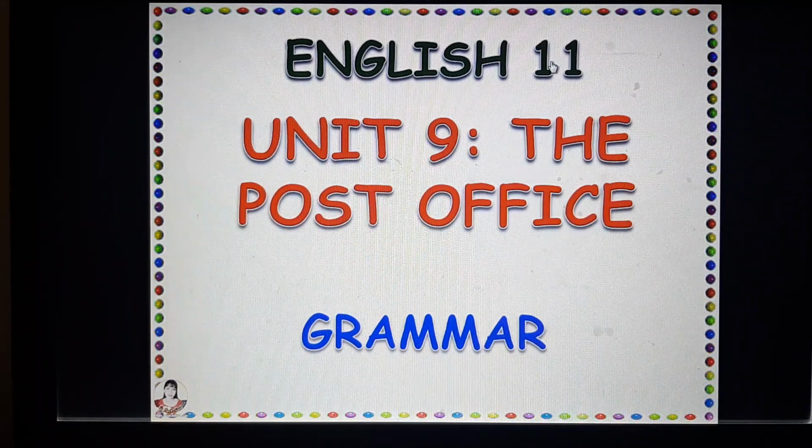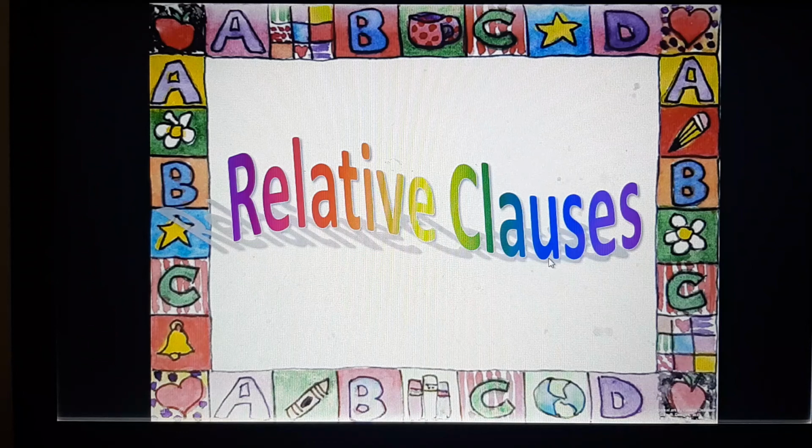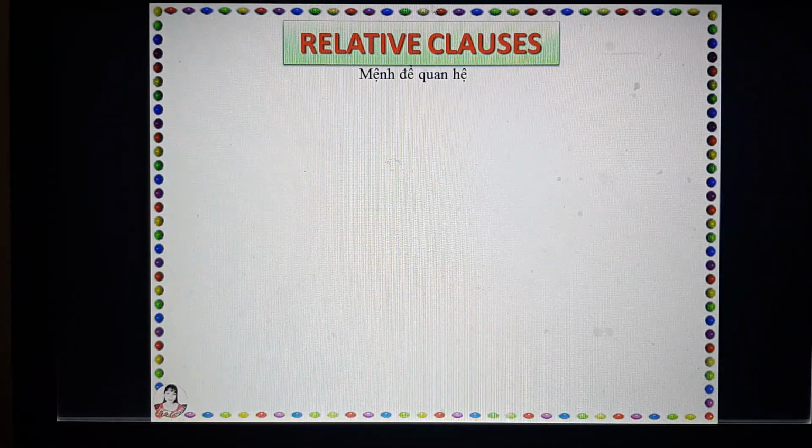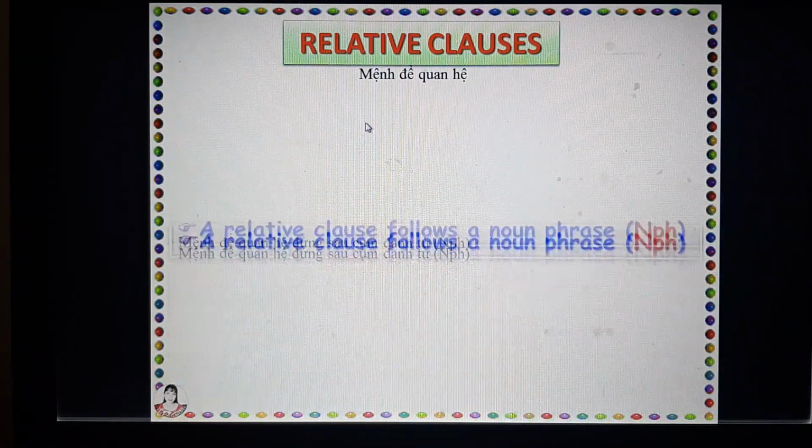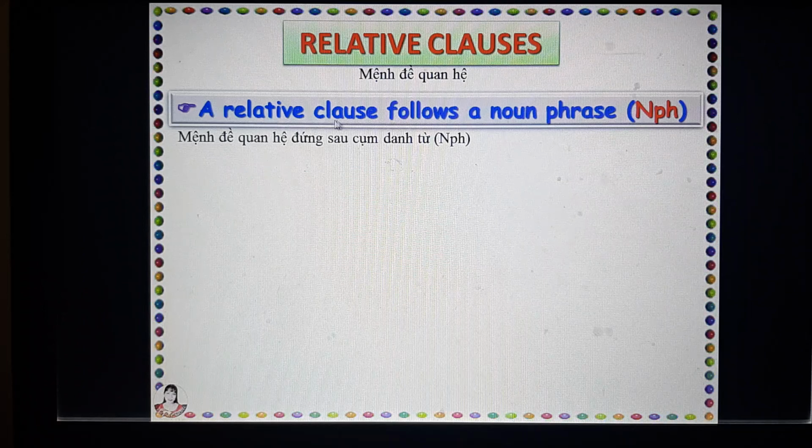English 11, Unit 9, The Box Office, Grammar. Relative clauses. A relative clause follows a noun phrase.